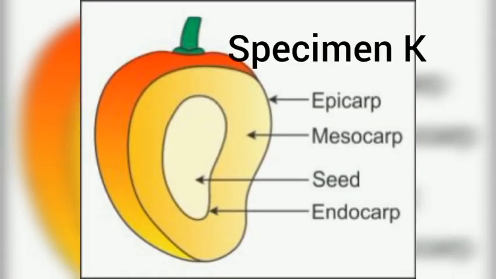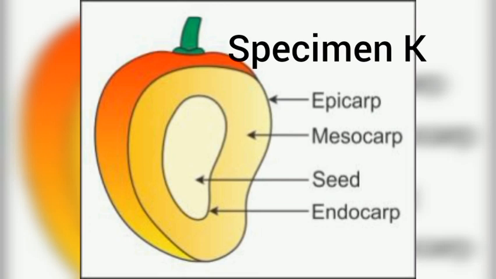And we also have the mango, which is specimen K. Just consider the diagram you're seeing, and learn how to practice them in terms of drawing. You might not be asked to draw everything, but just ensure that you are able to pick one or two and try to draw them. So we have the mango, and the botanical name is Mangifera indica.